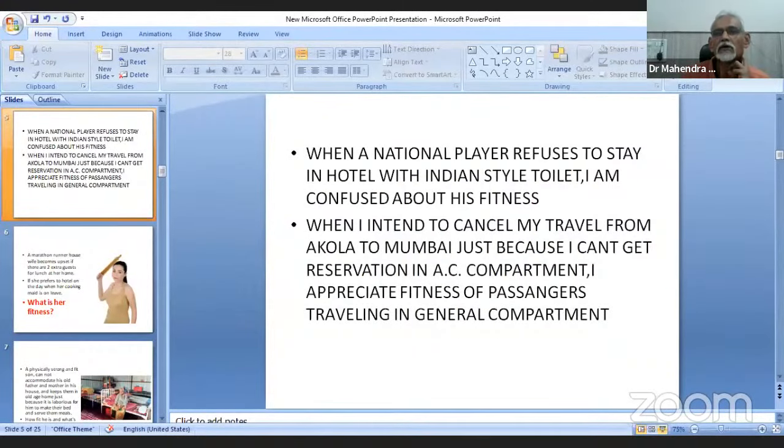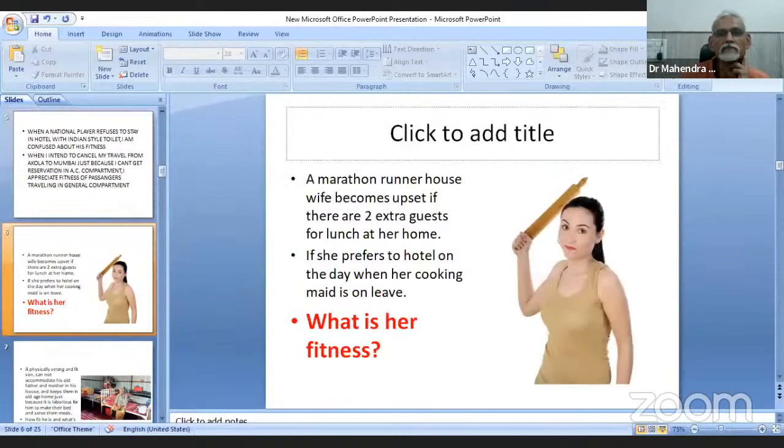When a national player refuses to stay in a hotel with an Indian style toilet, I am confused about his fitness. When I intend to cancel my travel from Akola to Mumbai just because I can't get a reservation in an AC compartment, I appreciate the fitness of passengers traveling in the general compartment. A marathon runner housewife becomes upset if there are 2 extra guests for lunch at her home. If she prefers a hotel on the day when her cooking maid is on leave, what is her level of fitness?